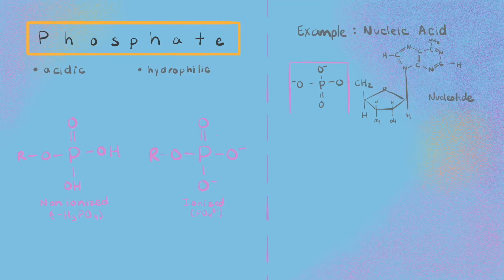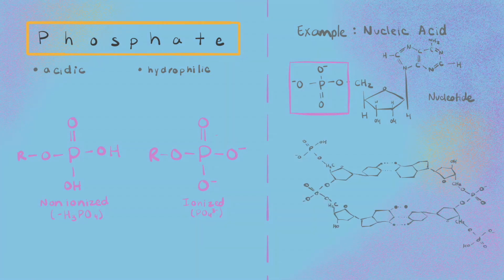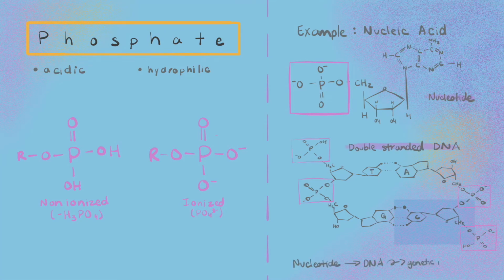For example, phosphate groups are a key component of the structure of DNA. They make the backbone of DNA, as they are part of nucleotides, which make up nucleic acids. DNA is incredibly important as it carries the genetic information for the development, growth, as well as production of proteins.